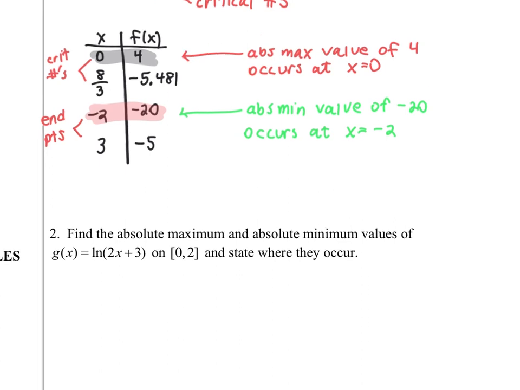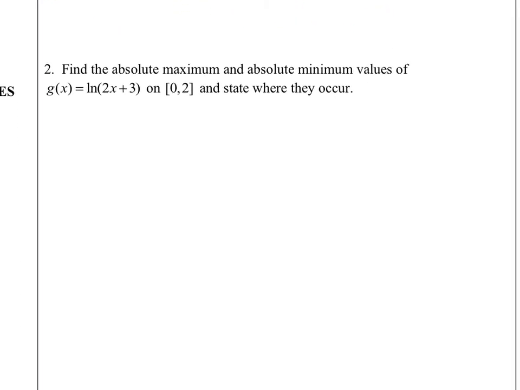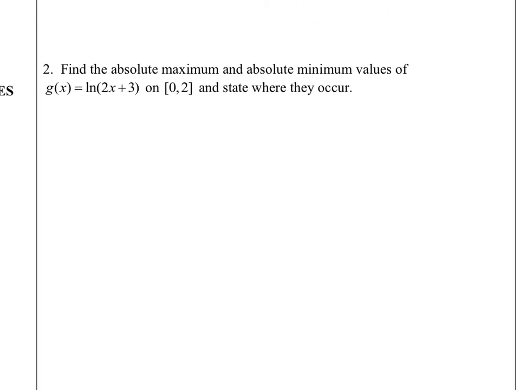Let's take a look at one more example here. And it's the same kind of question. I'm asked to find the absolute max and the absolute min on a closed interval. So I'm going to go through and do the candidates test, which starts by doing g prime and setting it equal to 0, and then find where g prime is undefined.